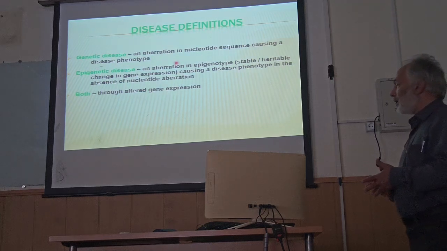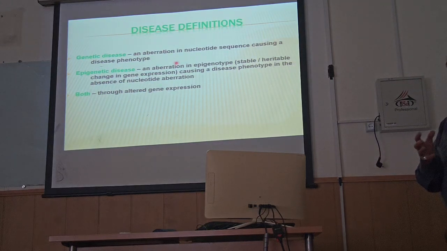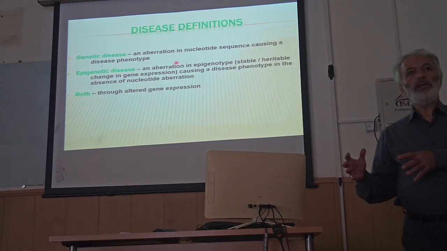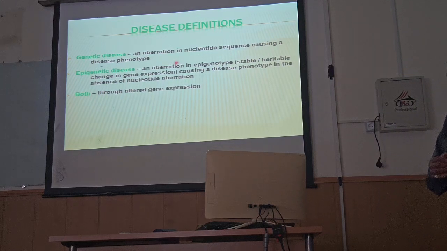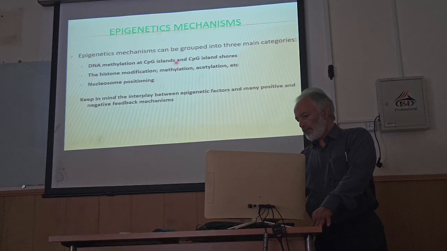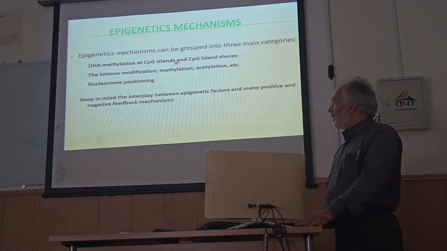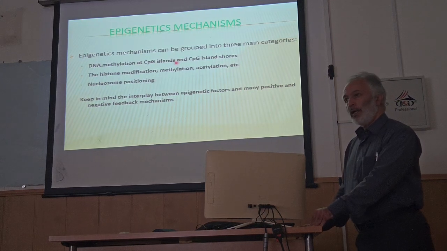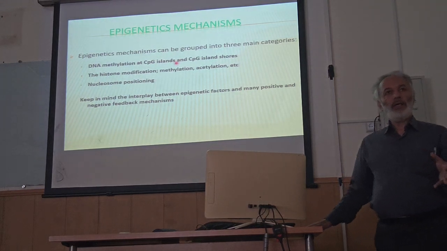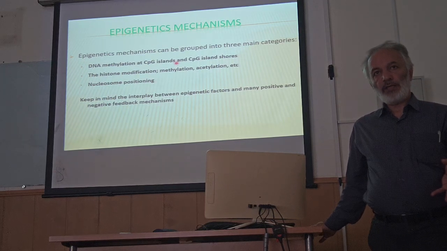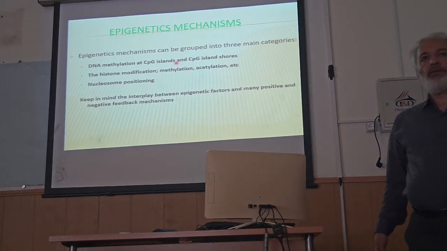Another category is actually a mixture of both, where changes happen in both the epigenetic and genetic, and then we will have some diseases. So epigenetics is the mechanism of changing the expression of the gene without changing the structure of the DNA. There are three mechanisms for epigenetics. One is methylation of the DNA.